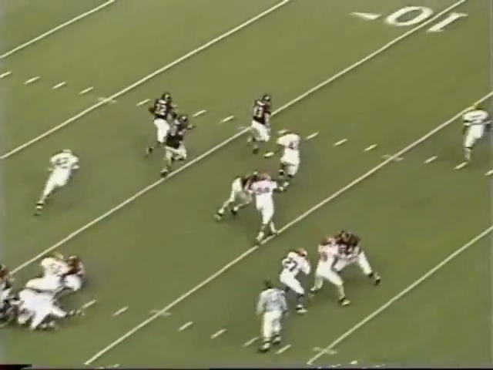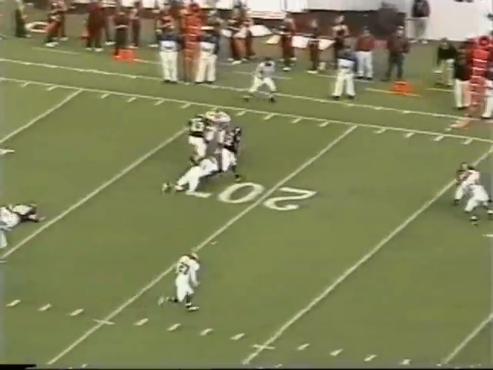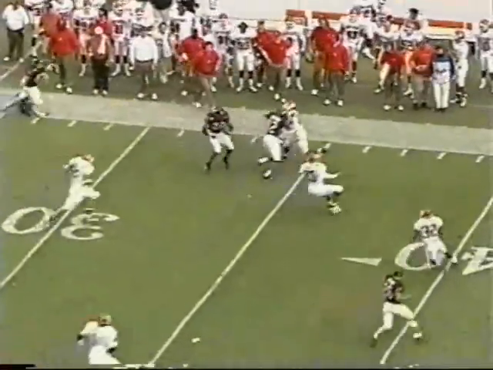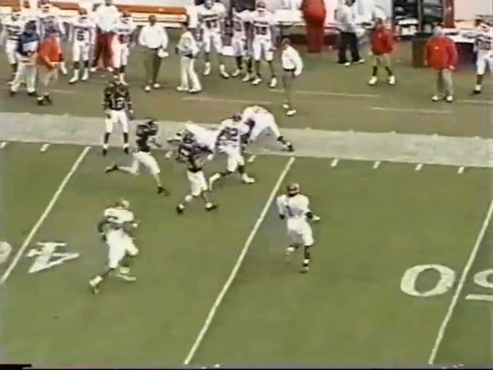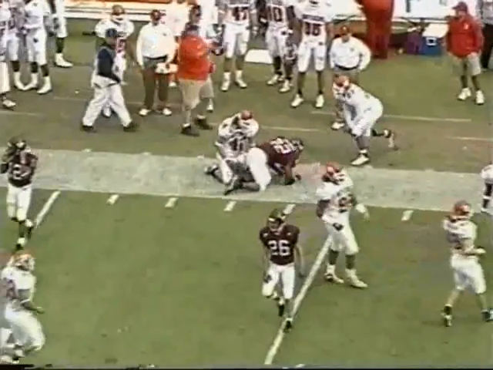Here's a toss to Lee Suggs. Little sweep to the left side and lead to the 20, 25 and 30. Cuts back at the 35, ahead of the 40, and he gets knocked out of bounds on the 43.